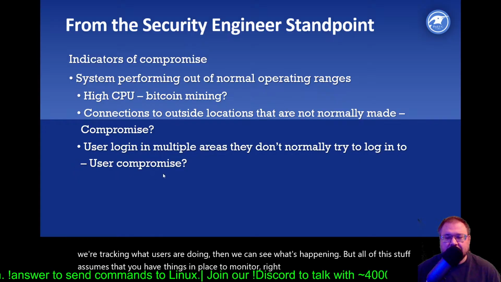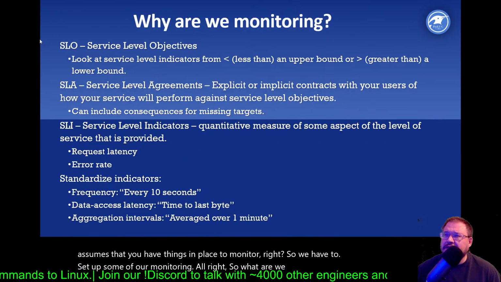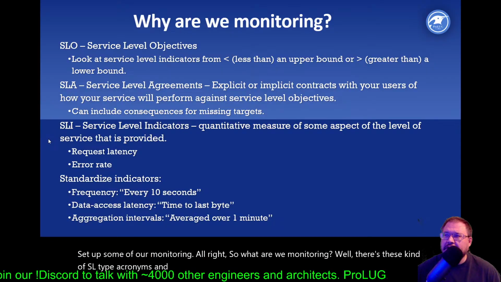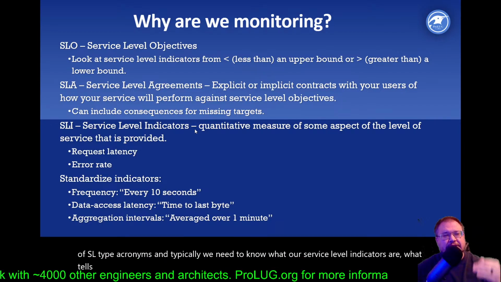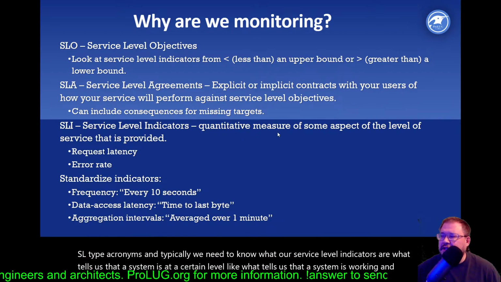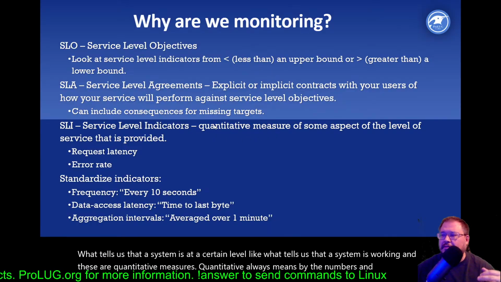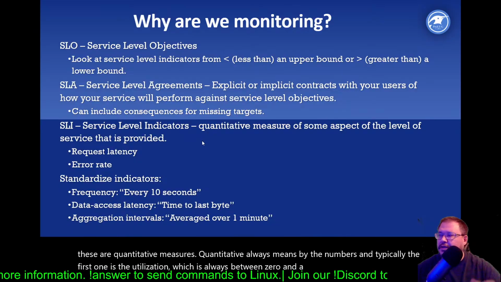So we have to set up some of our monitoring. All right, so what are we monitoring? Well, there are these SL-type acronyms, and typically we need to know what our service level indicators are. What tells us that a system is at a certain level? Like, what tells us that a system is working? And these are quantitative measures. Quantitative always means by the numbers, and typically the first one is the utilization, which is always between 0 and 100% of whatever the resource is.